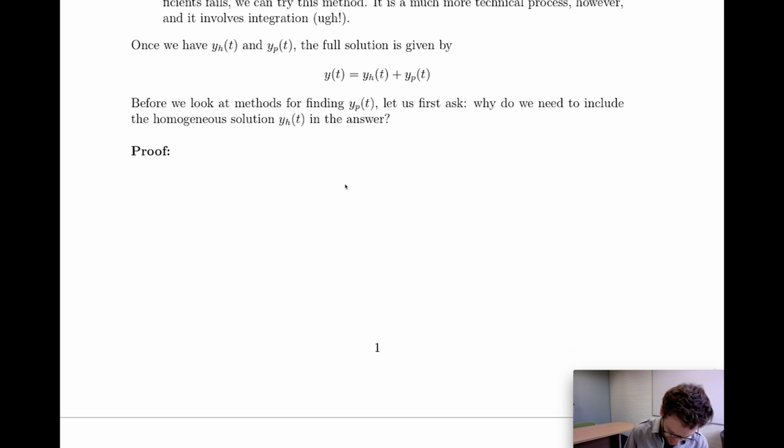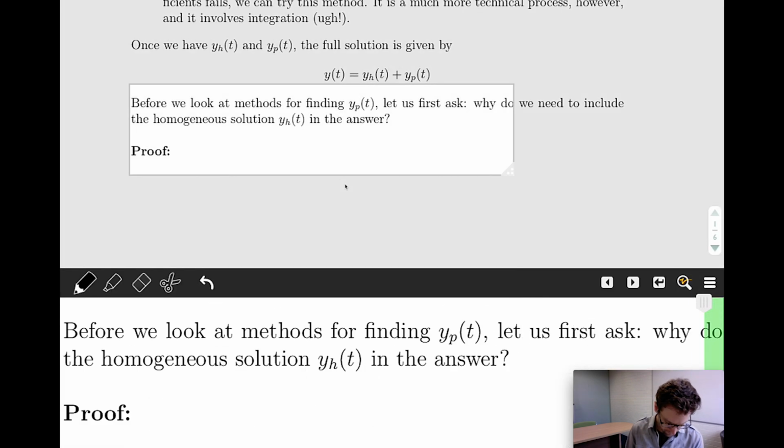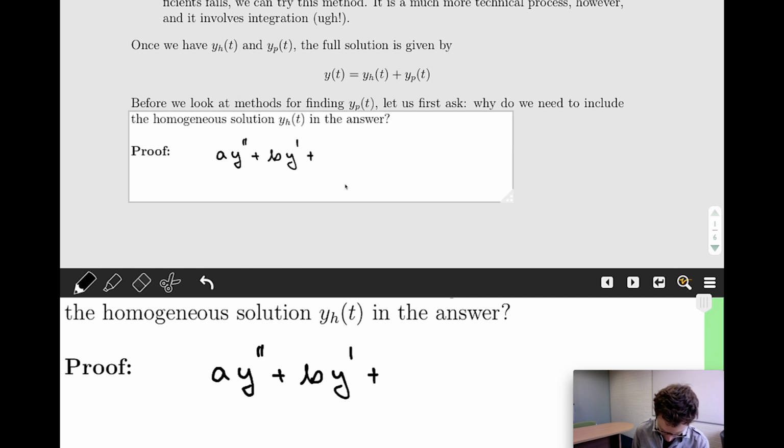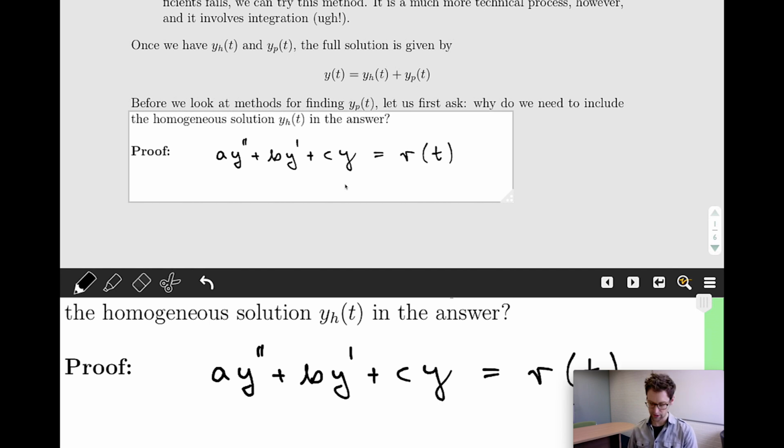So let's write down what I mean by that. Here's my full differential equation, second order constant coefficients. So a y double prime plus b y prime plus c y, second order ODE with constant coefficients. And that's going to be equals to, we'll call it r of t. So that's a right-hand side there that's going to make this equation non-homogeneous.